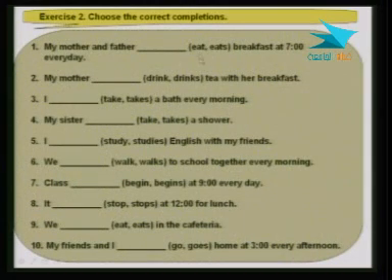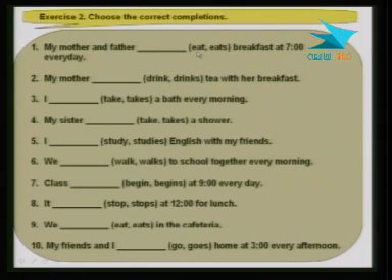All right, next exercise. Choose the correct completions. You choose from here. You see the verb eat and the verb eats. Now, my mother and father, that is plural, of course, because we're talking about mother and father. Two people here, and we have the verb eat or the verb eats.